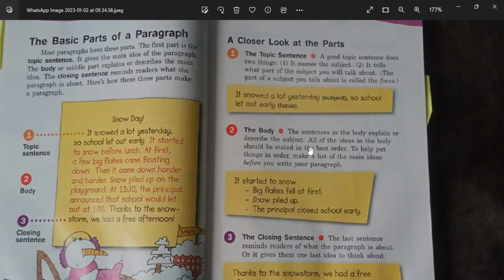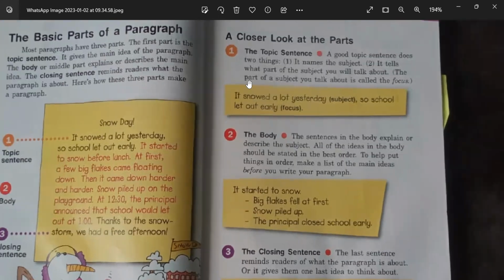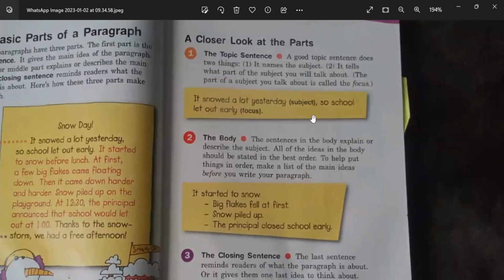All right. Now let's take a closer look at the parts. Let's look at one by one. So we have here the topic sentence. Now, a good topic sentence does 2 things. There are 2 criteria. The first, it names the subject. Second, it tells what part of the subject you will talk about. The part of a subject you talk about is called the focus.